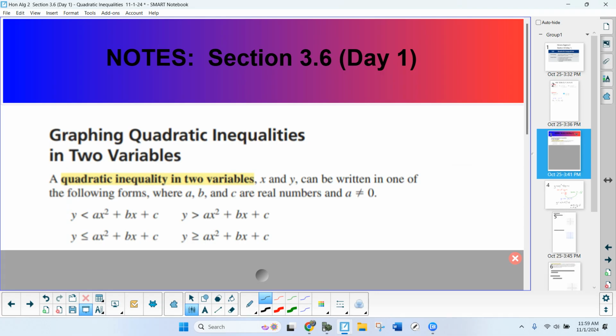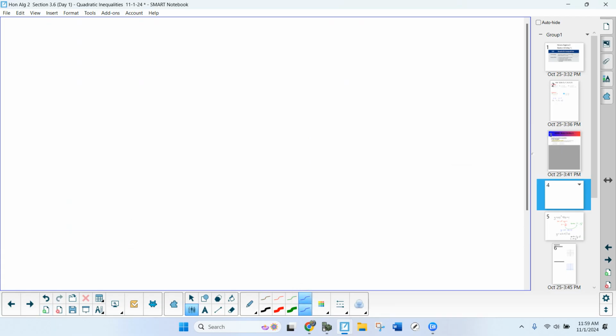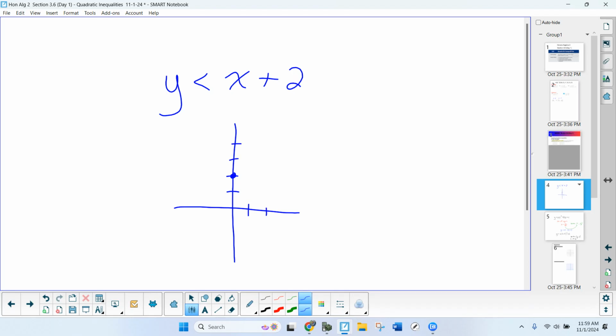So you may remember when you graphed a linear inequality. Okay, what's my y-intercept? 2. What's my slope? What's the number multiplied by x? 1. So I'd go up 1, over 1, up 1, or down into the left. Now, the only thing is, based off of my sign, I have to ask myself, do I have a dashed or a solid line? Oh, do you remember that? How do I know if I have dashed or solid?